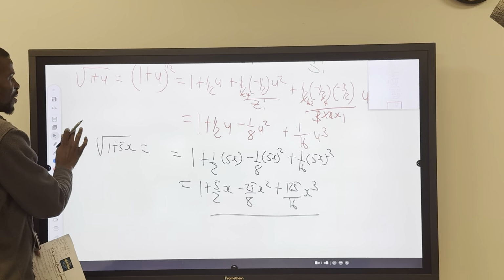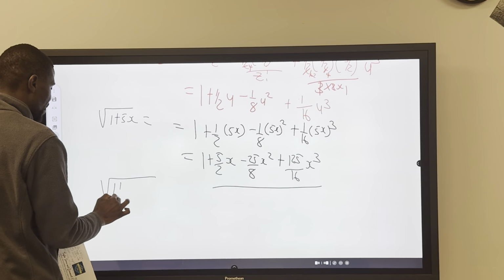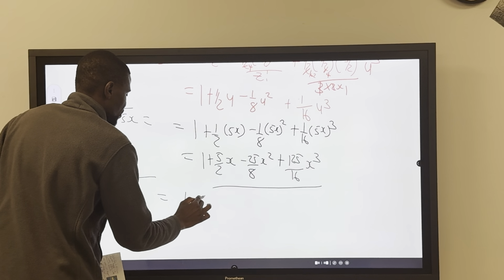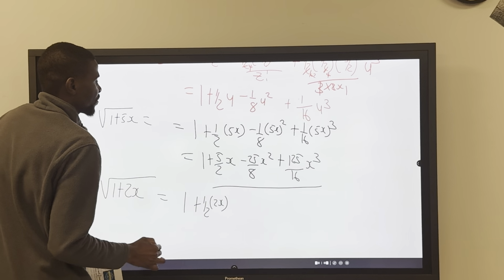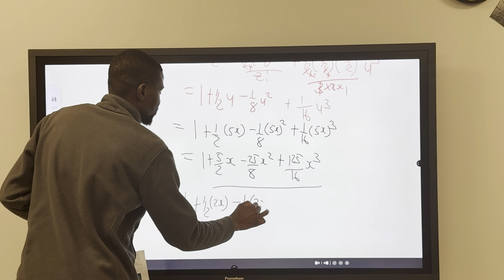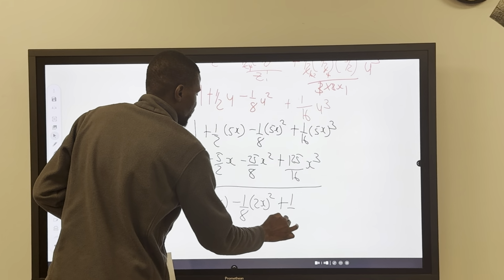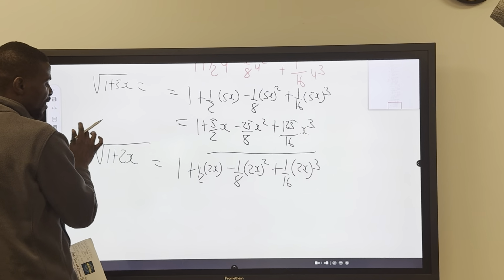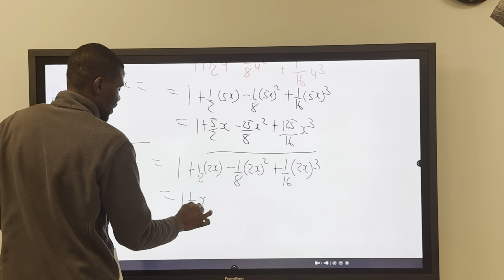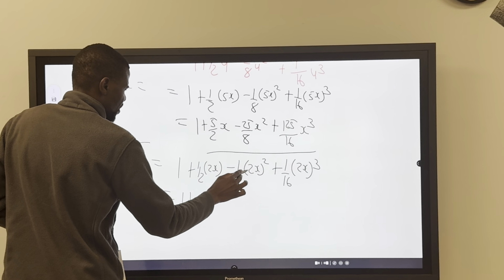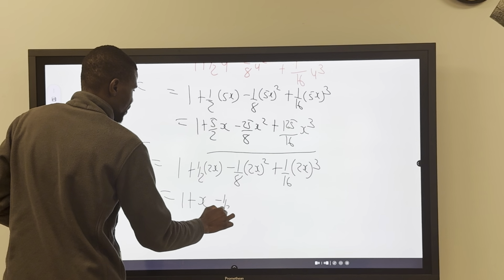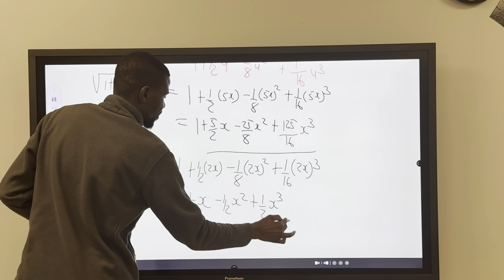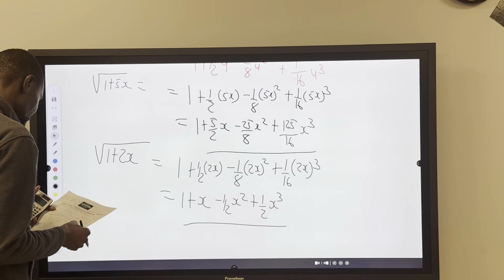Then we do the same for square root of 1 plus 2x. So for square root of 1 plus 2x, we just say 1 plus 1/2, then we put 2x, minus 1 over 8 2x squared plus 1 over 16 2x cubed. And now if we expand, we have 1 plus x, minus 1/2 x squared plus 1/2 x cubed. We are done.